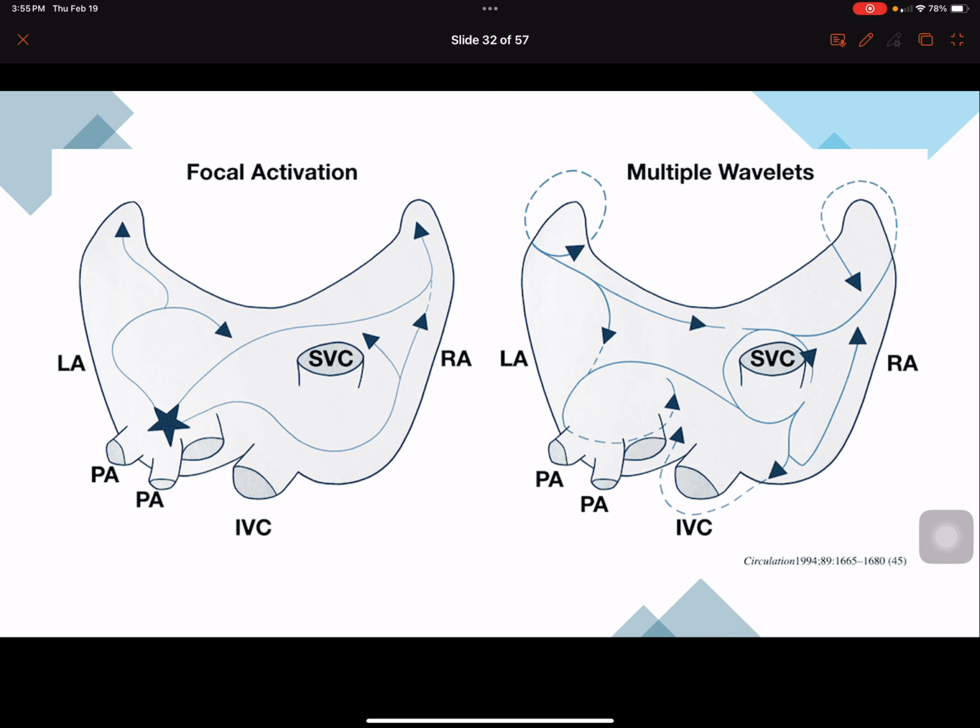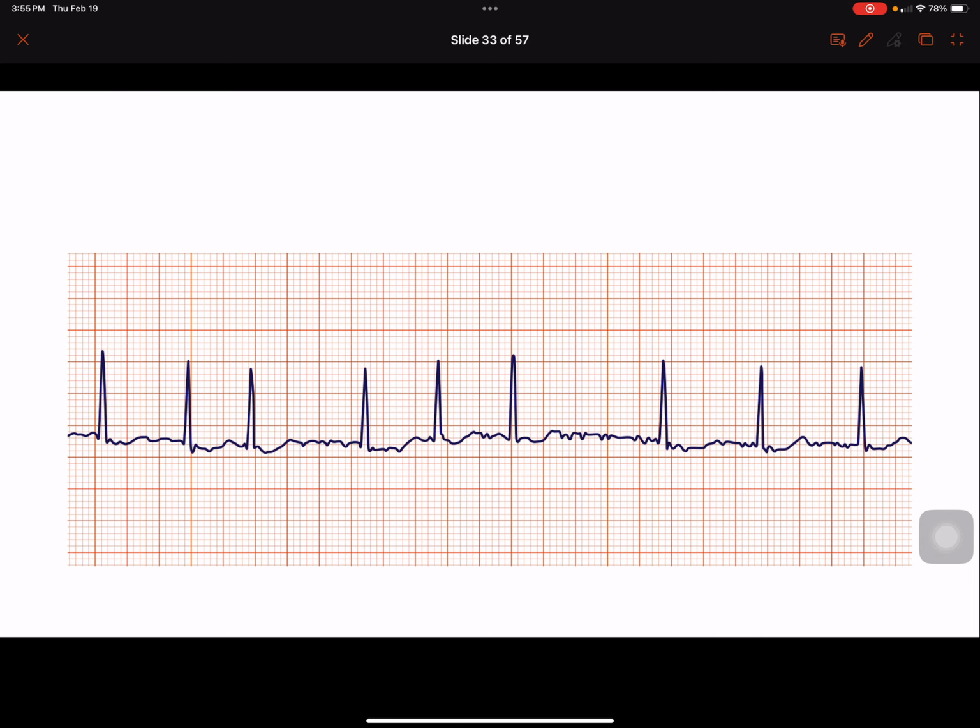We can look at some of the different ways that these focal activations of atrial dysrhythmias can happen. So we have focal activation, where basically we get impulses coming from one origin, but then stimulating different parts of the atria, causing fibrillation. And then we can have multiple stimuli that are causing different parts. This is not super critical for you to know, but it shows the patterns that can happen in AFib. So here's a perfect example of AFib.